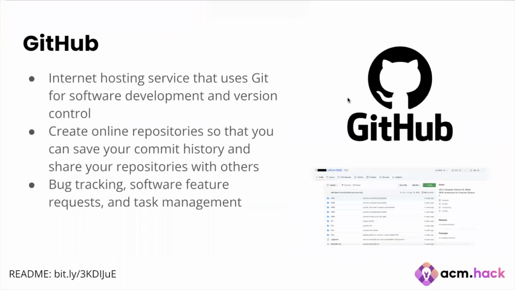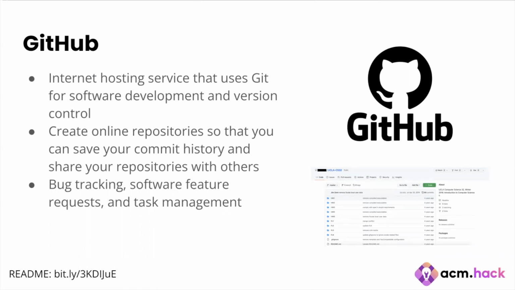All right, next, let's talk about GitHub. So we know that you can collaborate with others using Git, but how exactly do we go about doing that? The answer is simple, GitHub. What is GitHub? GitHub is an internet hosting service that uses Git for software development and version control, and is commonly used to host open source software development projects. Essentially, you use GitHub to create online repositories so that you can save your commit history and share your repositories with others. GitHub provides useful features including bug tracking, software feature requests, and task management.